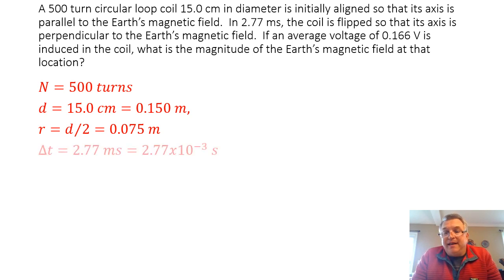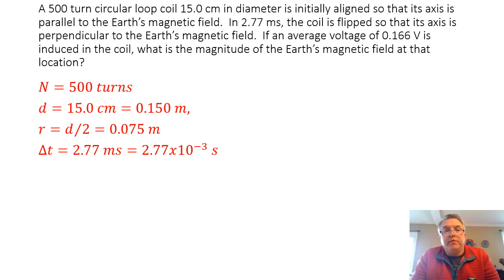The time it takes to go from parallel to perpendicular, in other words, the time it takes to rotate 90 degrees, is 2.77 milliseconds. We have to convert that to seconds, so it's going to be 2.77 times 10 to the minus third seconds.